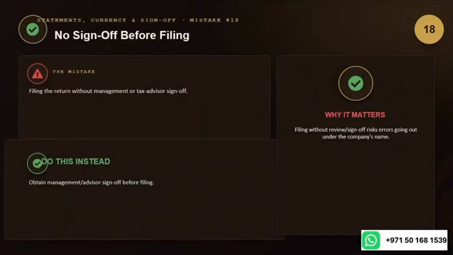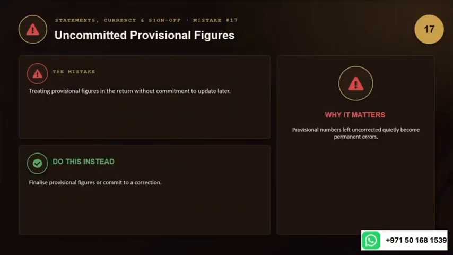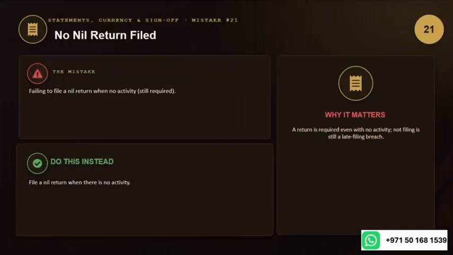Obtaining management or tax advisor sign-off before filing helps mitigate risks and ensures accuracy. Finalizing provisional figures or committing to corrections prevents them from becoming permanent errors. Filing a nil return is required even when there's no activity to avoid late filing breaches.